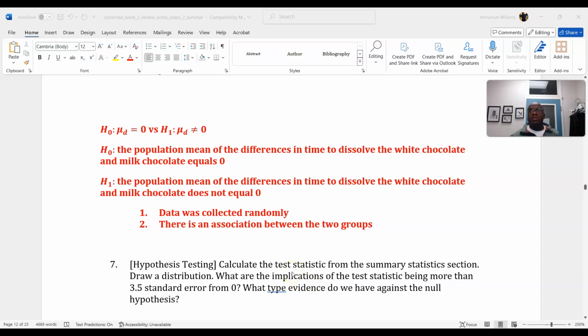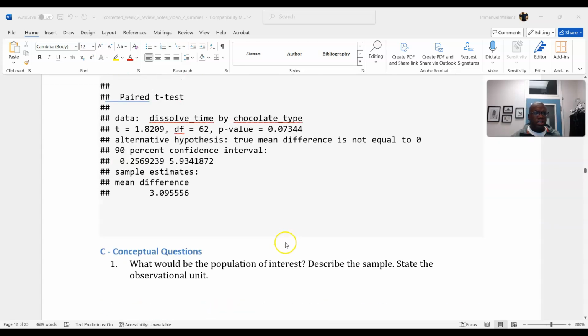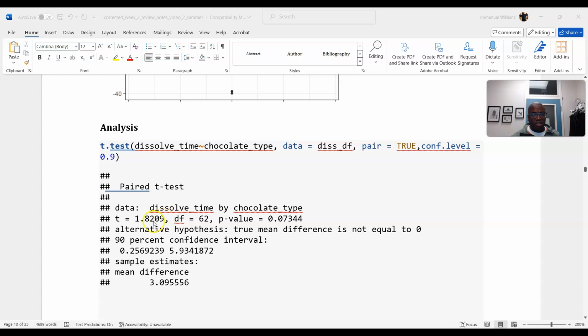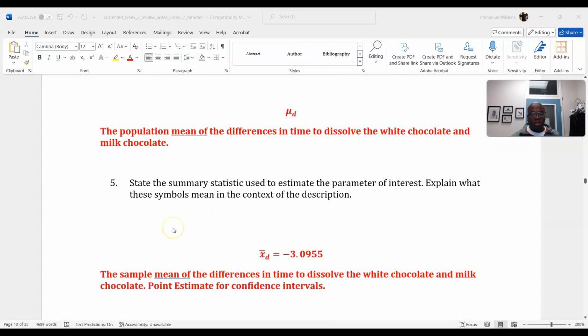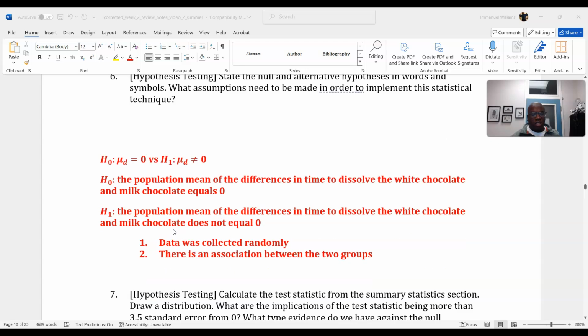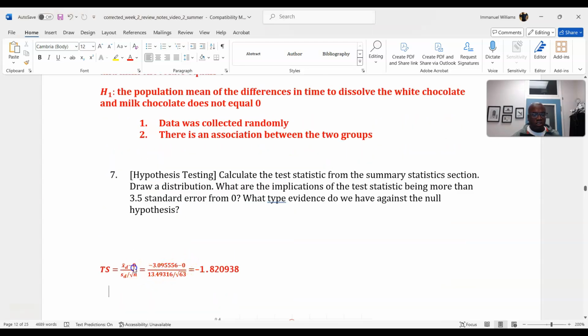This is going to look very similar to what you've seen in the past. This is the same thing as one population means. Okay? Draw the distribution. What are the implications of the test statistic being more than 3.5 standard errors from 0? Technically, in this situation, we already know the test statistic, right? It's already given to us. It's 1.82. And we just confirm it by utilizing this equation here. Okay? And once you do that, you see that it is negative 1.82. That is our test statistic.